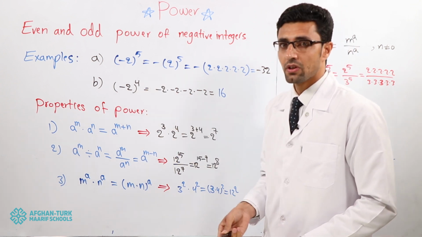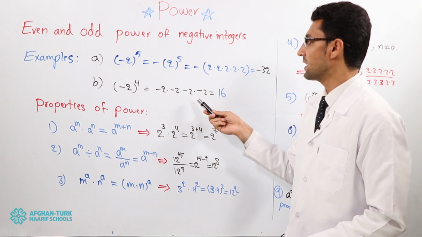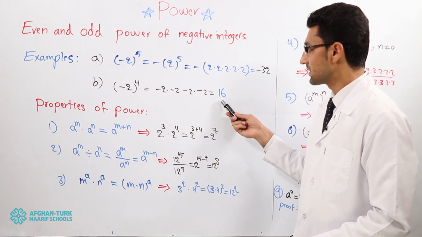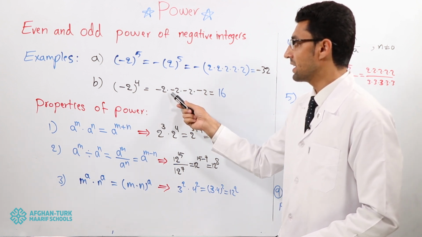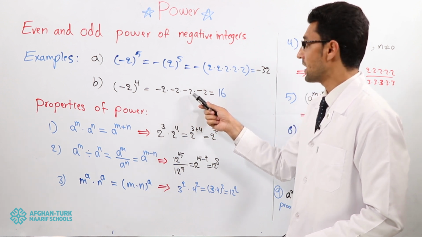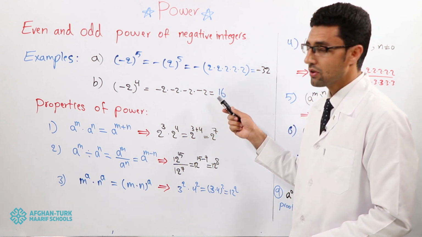It means the negative integer with odd power is a negative number. Minus 2 to the power of 4 is equal to minus 2, minus 2, minus 2, minus 2. What is the answer? 16. It means minus, minus is plus, plus, minus, minus is plus, or positive.